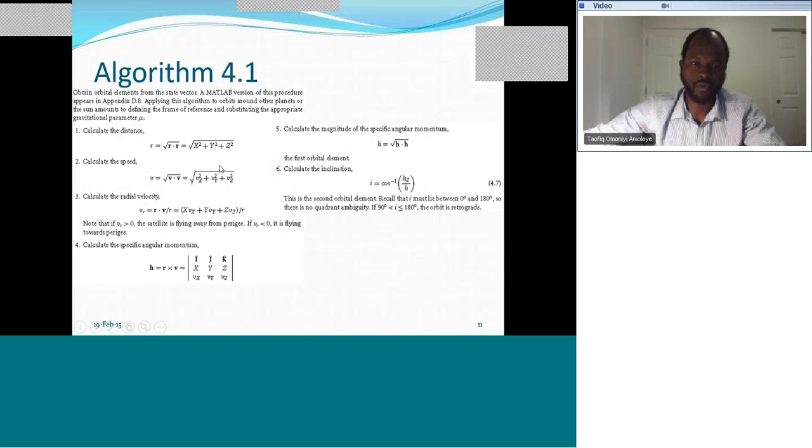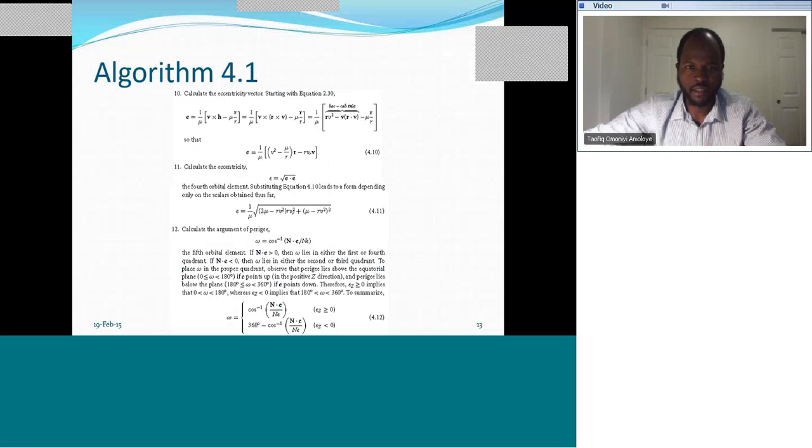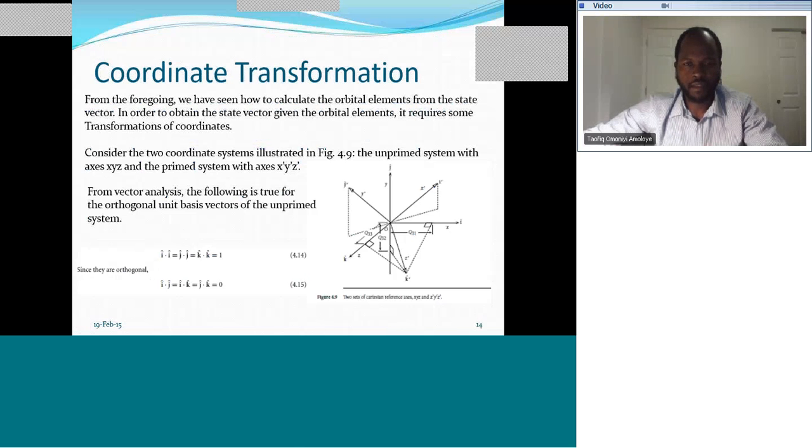And then we looked at the algorithm which could be used to calculate the orbital elements from some given state vector, that is the position vector and the velocity vector. And then we said we were going to start looking at how we can get the state vectors from known values of the orbital elements. And to do that, we need to look at coordinate transformation.